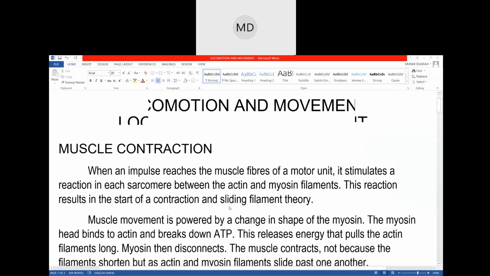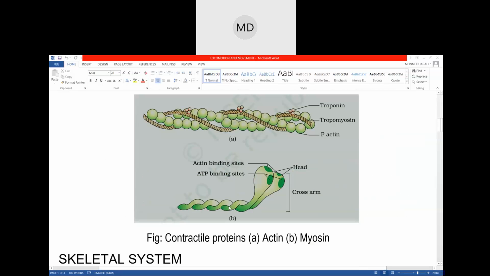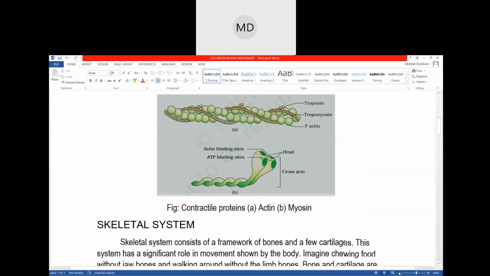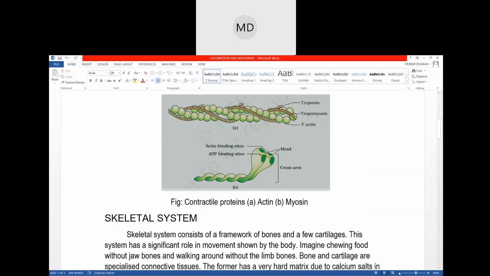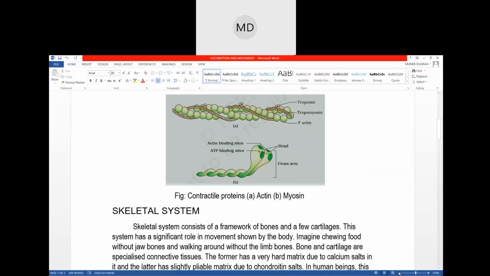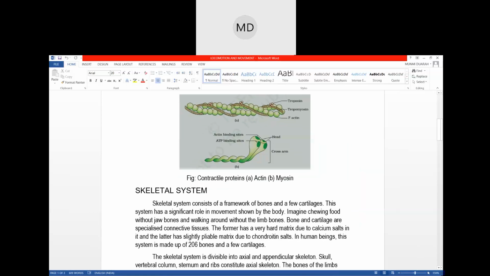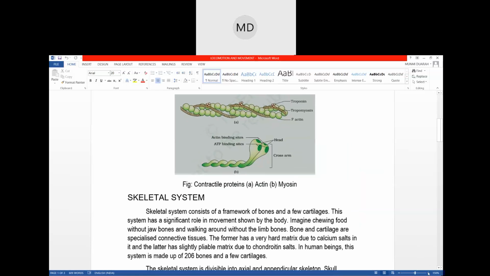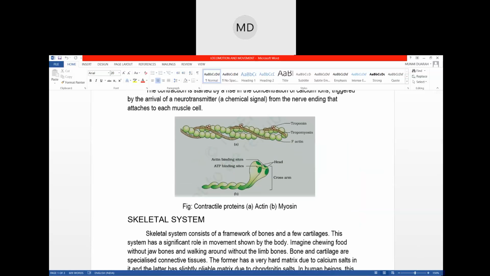I'll give you a PDF file. So this is how muscle contraction works, just in brief. Actually, it is a completely new chapter if we start to discuss muscle contraction.